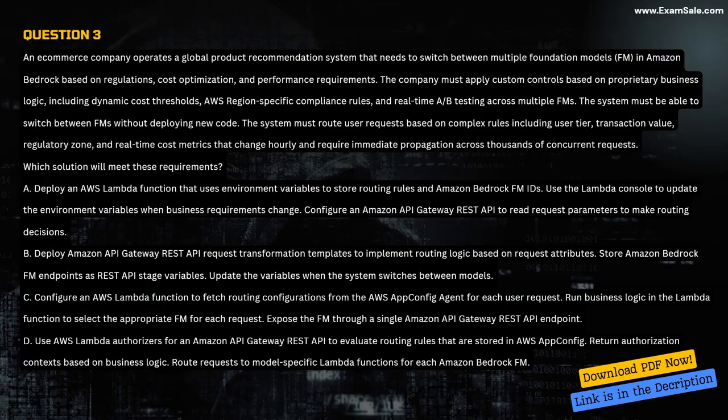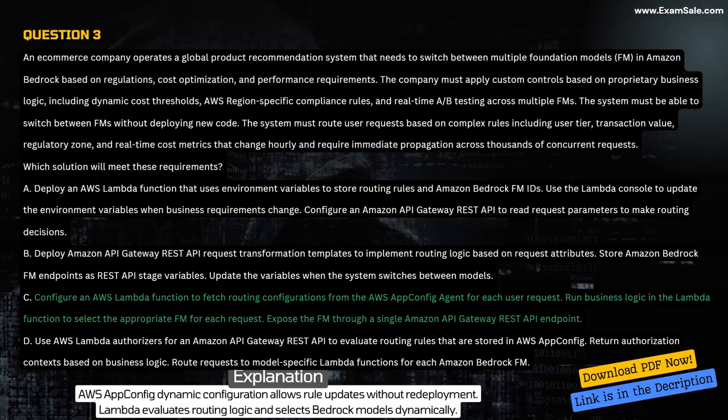Correct answer, C. Configure an AWS Lambda function to fetch routing configurations from the AWS AppConfig agent for each user request. Run business logic in the Lambda function to select the appropriate FM for each request. Expose the FM through a single Amazon API Gateway REST API endpoint. Explanation: AWS AppConfig dynamic configuration allows rule updates without redeployment. Lambda evaluates routing logic and selects Bedrock models dynamically.